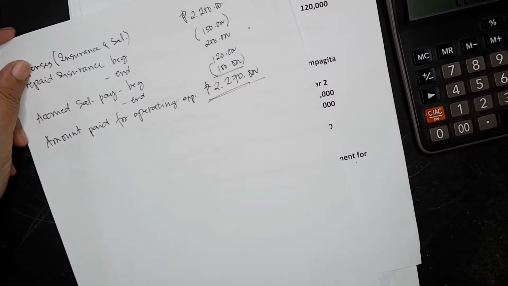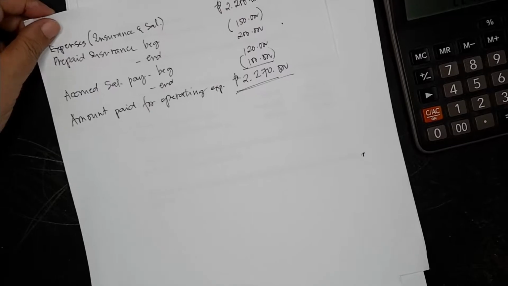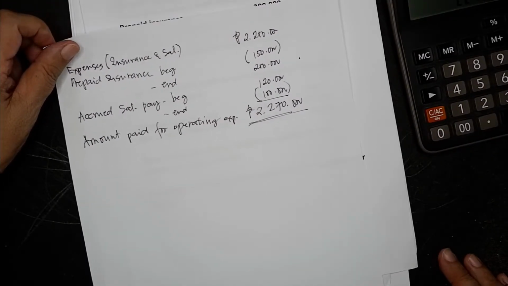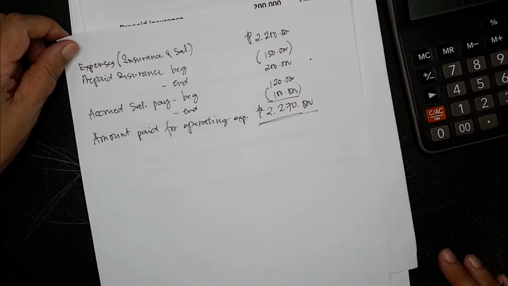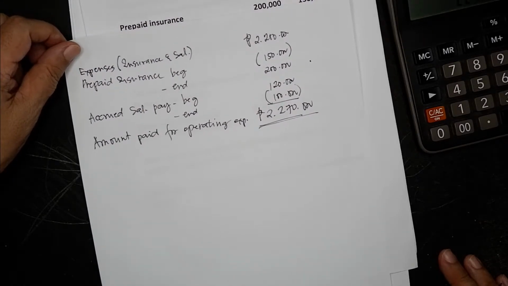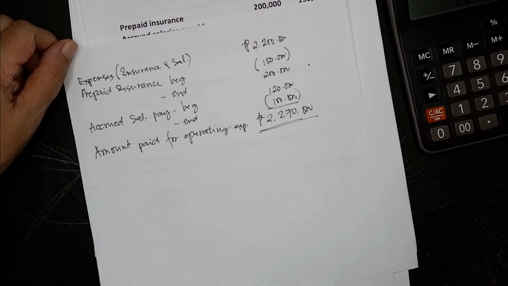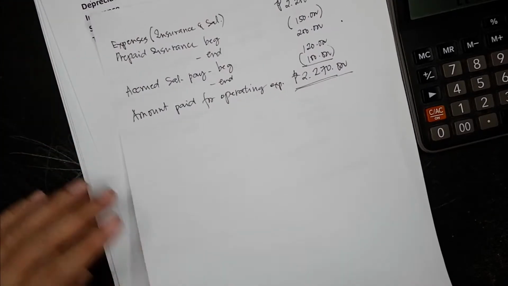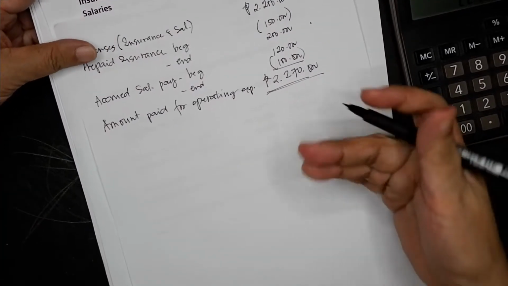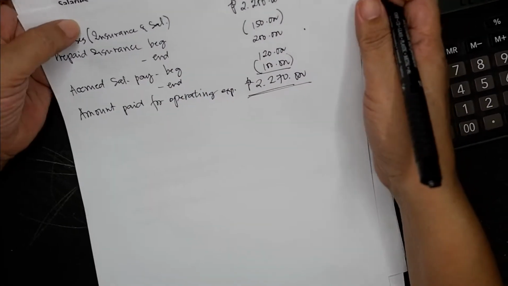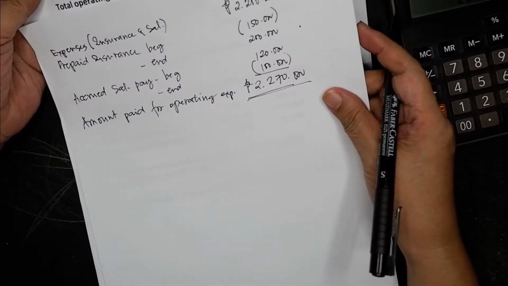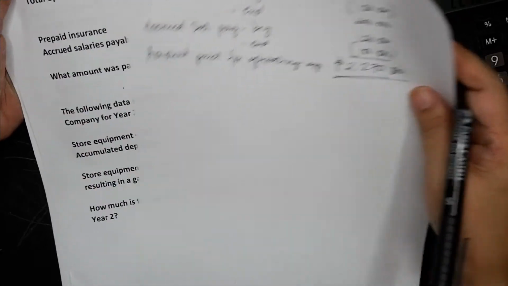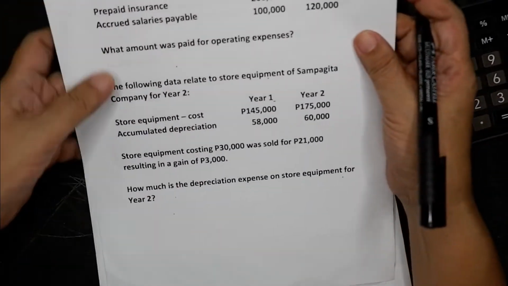Just a reminder, do not memorize the solution. As much as possible, analyze the solution. Do not memorize the solution, but analyze, because accounting is not memory work. Accounting is more on why, analysis. If you know how to analyze, even if you get nervous, you will not get lost. Whereas if you memorize it, when you get nervous, you will get lost. Okay? Now, let us have the next problem.